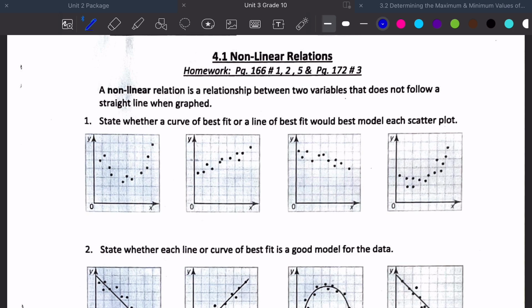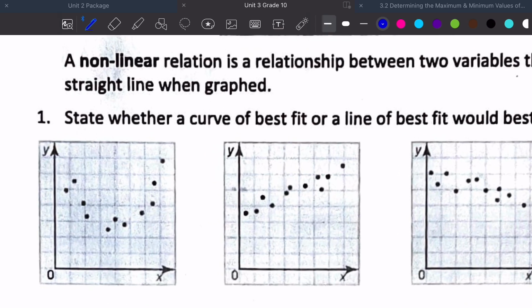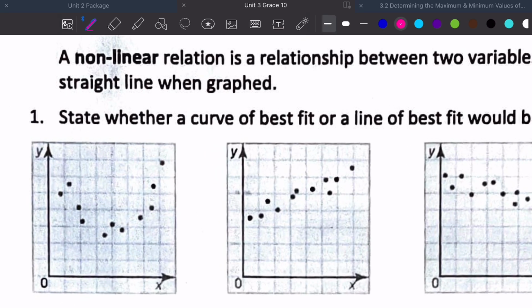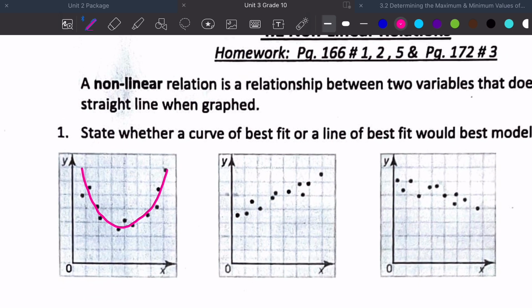So even with this one, as you can see, I can't put a line through this. If I put a line through that, that's not going to hit everything. Same thing if I go this way. A line's not really representative of this data. You've got to do a loop-de-loop. I would agree that a loop-de-loop would probably look good. And I would do something kind of like this. That's going through most of the data. So I would say that's a curve of best fit.